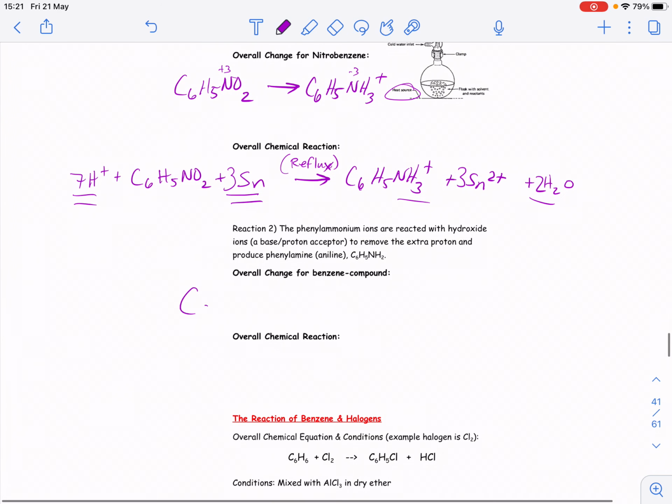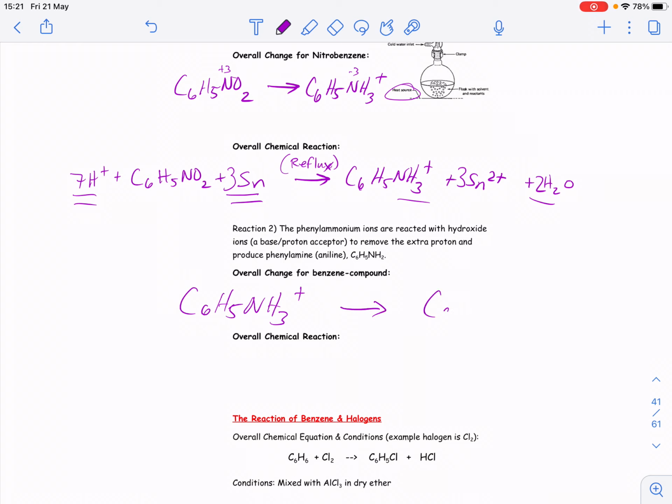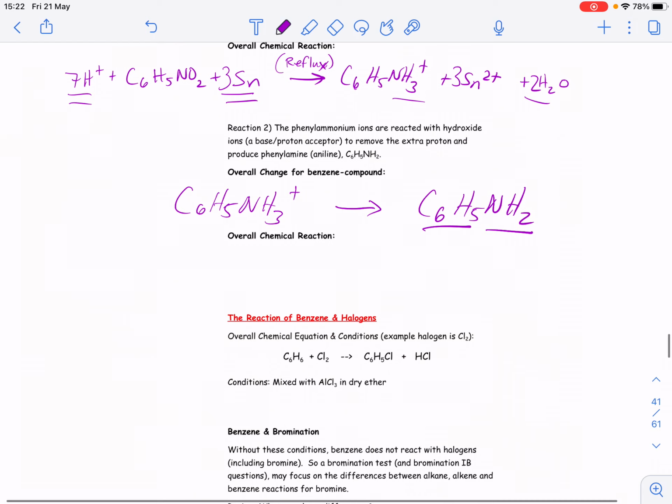The second reaction is actually just an acid-base reaction. We have this C6H5NH3+, and we're just going to take off that extra H+, and we'll end up with C6H5NH2, which is the phenylamine, so a phenyl group plus an amino group. So the overall chemical reaction is just to take away that H+, which is like an acidic proton, so let's just react it with base.